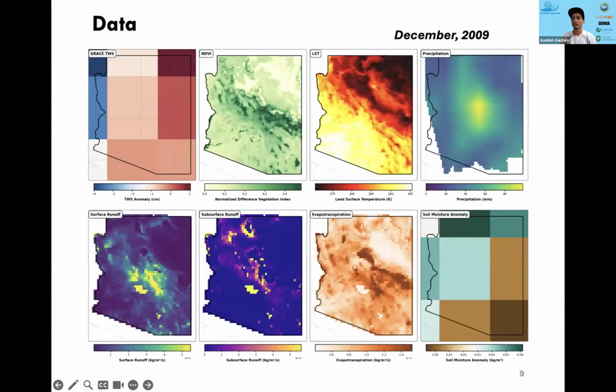Next. So again, this is the data. This is a snapshot of one of the months, December 2009, where there was heavy precipitation in Arizona. We plotted this as a map. Next.